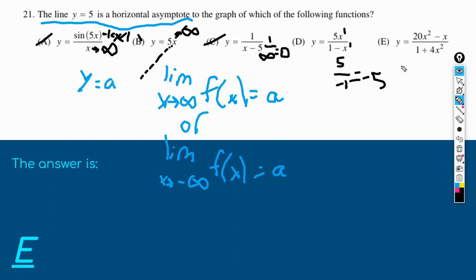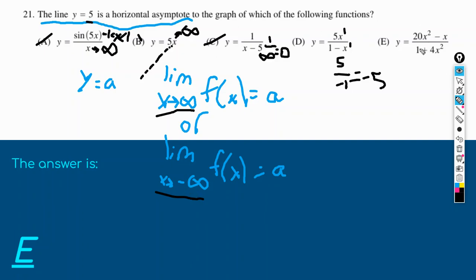So now let's try E. Notice that I've only done the limits as x goes to infinity for these. Very well, one of these could have a limit as x goes to negative infinity that goes to 5. But first, I'm checking all of them as we go to infinity, because if just one of them does, that means it has a horizontal asymptote and we don't need to check this.